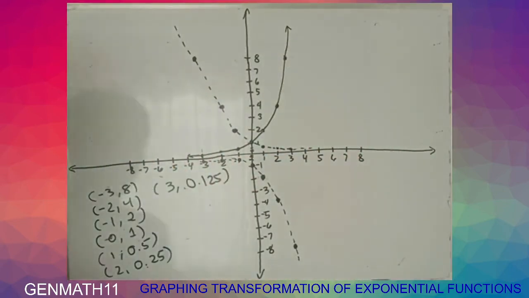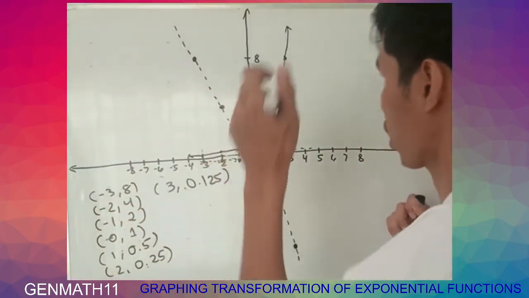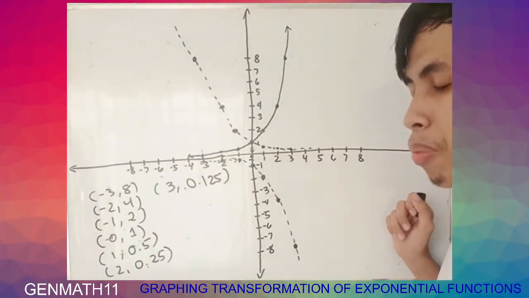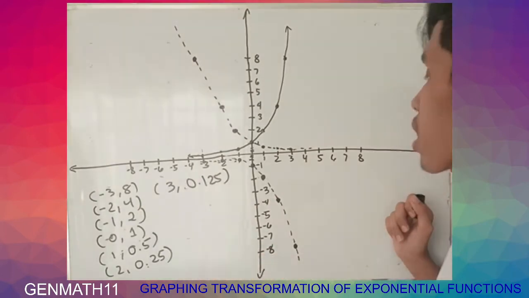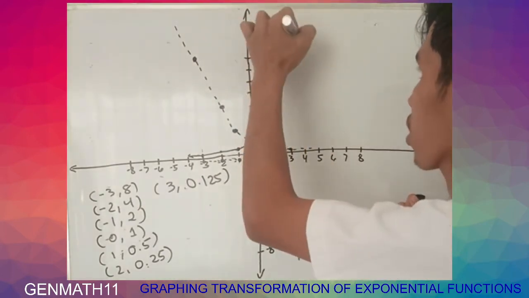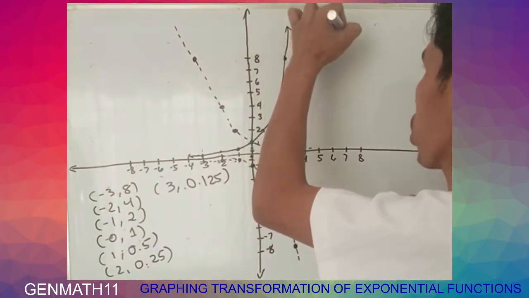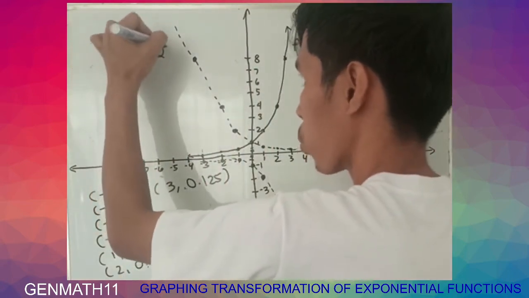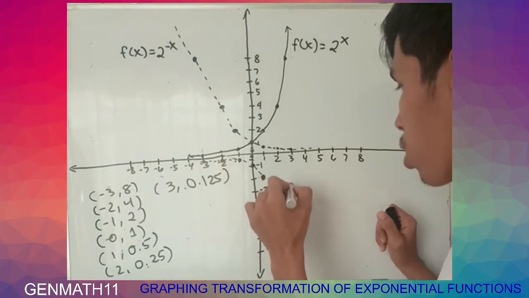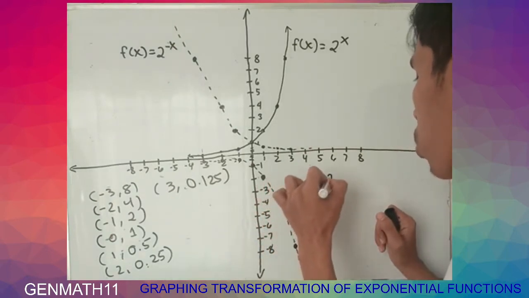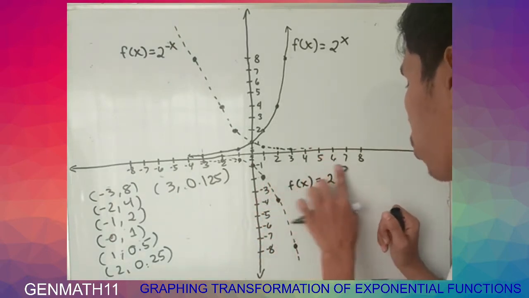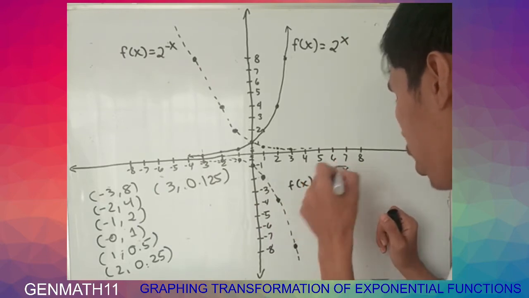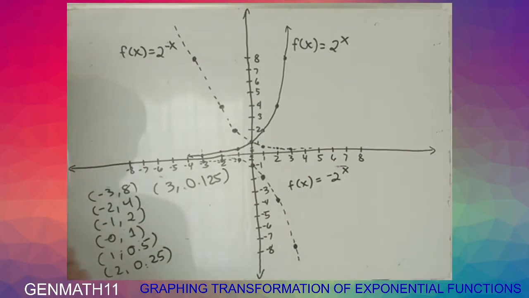So, ganyan mag-graph ng transformation of exponential function kapag ang ating topic is reflection. Ito yung f of x is equals to 2 raised to the x power. Ito naman yung f of x is equals to 2 to the negative x power. Then the last one is f of x is equals to negative 2 raised to x power. Okay.